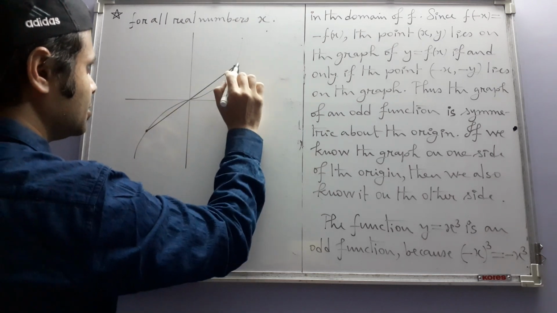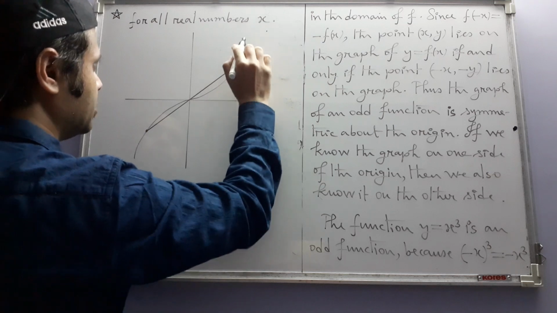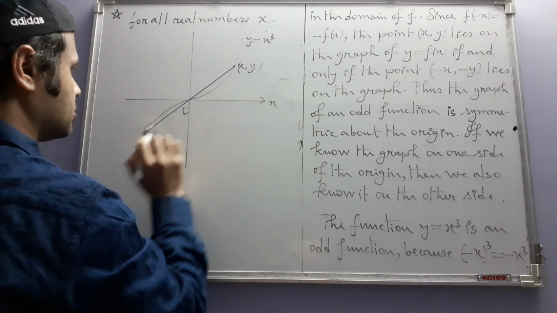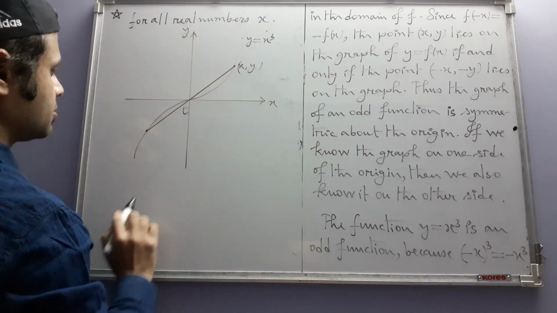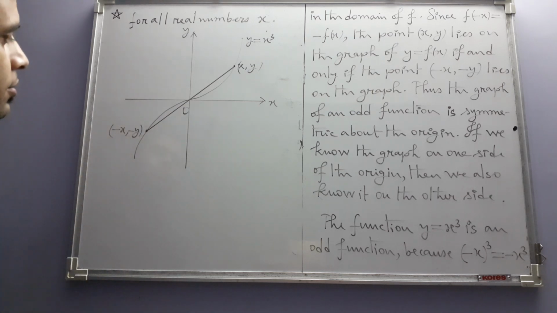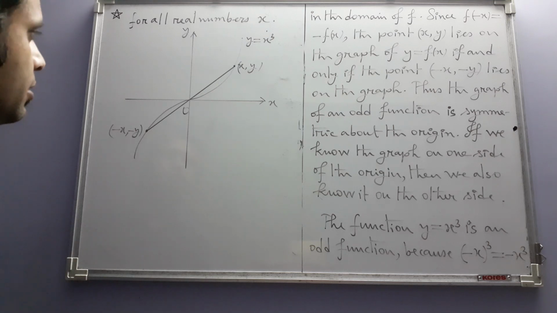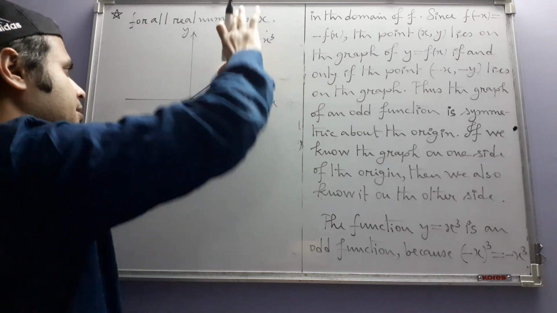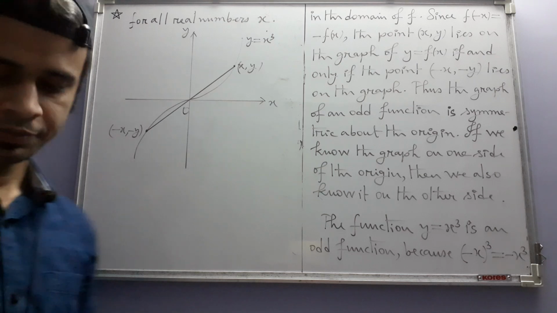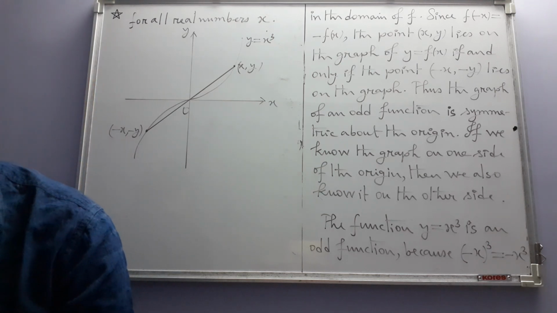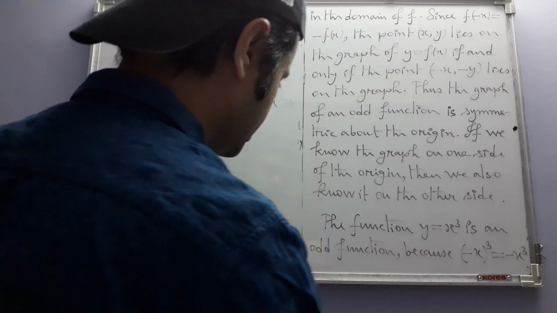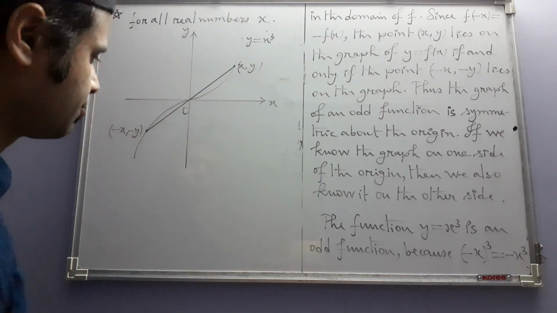and if this is a point x comma y, this is the graph of y equal to x cube. This is the origin, this is the y-axis. Then the point minus x comma minus y also lies on the graph, and conversely. So if you know this part, one side of the origin, then you also know the other part. That kind of symmetry. So that is the symmetry of an odd function. So these are the notions of even functions and odd functions.